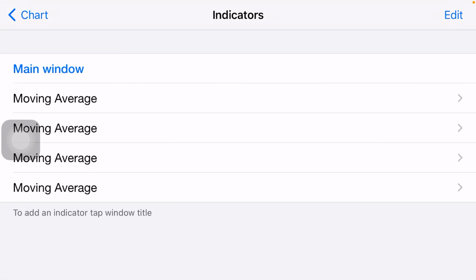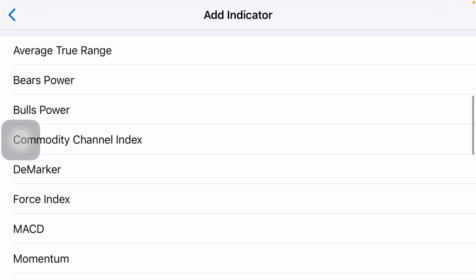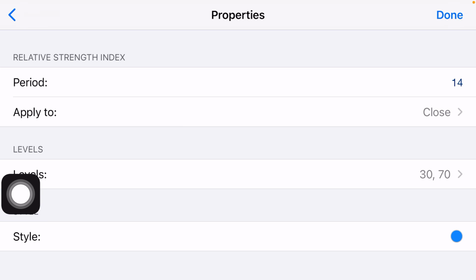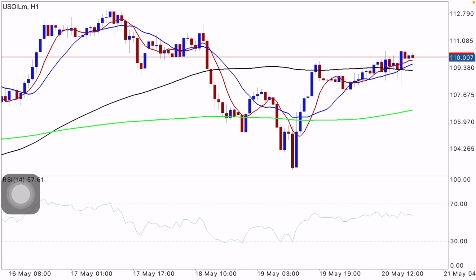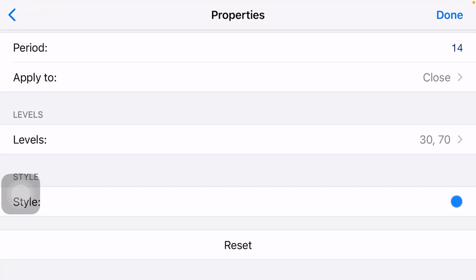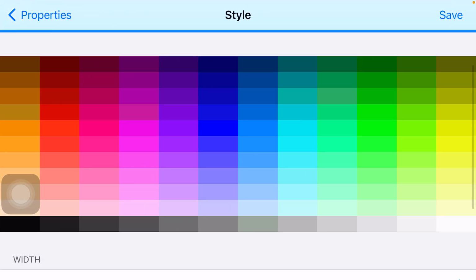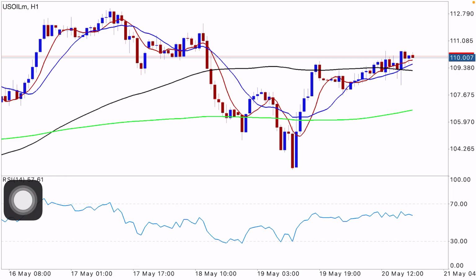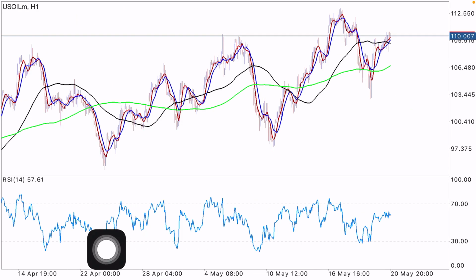I'll go to my indicator window and add RSI. This one, relative strength index. I'll press on it. Don't do any settings over here, just press done. You see, it is below the chart. I can't see it properly, so let me change the pixels. Let me change it to 3 here. Okay, right now I can see it. So this is the RSI, found below the chart.